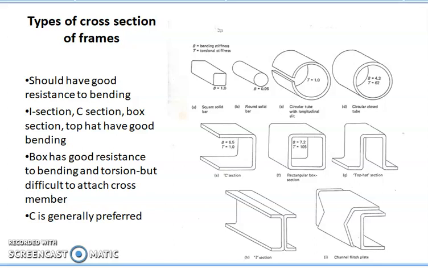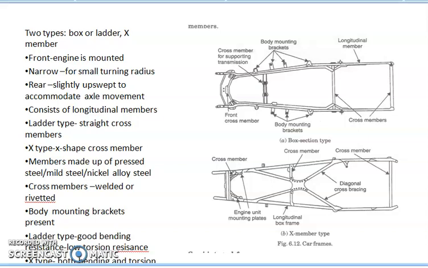So now we have discussed the cross section of the frame. Now let us see how a frame is constructed. Here you can see a frame. There are basically two types of frames. One is called the ladder type frame or box type frame and the other one is called the X type frame. In both the cases, you can see that there are two longitudinal members which are joined by cross members. These are the longitudinal members and these are the cross members.